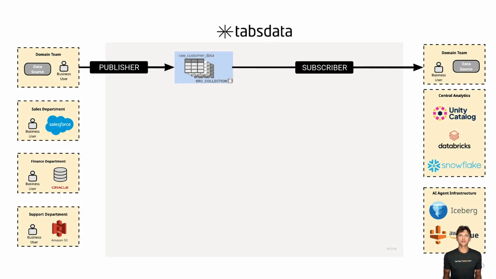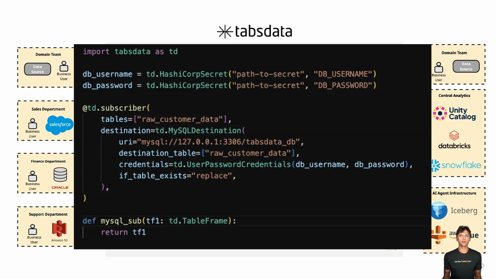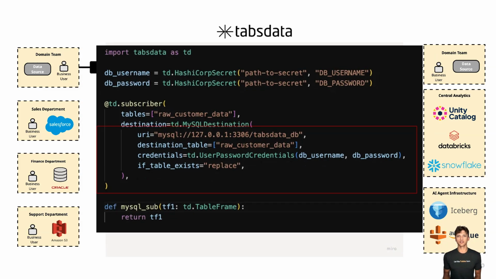So you've published your data, sampled it to make sure that the shape and quality are correct, and now you want to send it to your destination system. This is where the subscriber comes in. A subscriber is also just a Python function similar to the publisher. The difference is that instead of pulling data in and writing into a Tabsdata table, a subscriber takes a Tabsdata table and delivers its data into an external system.